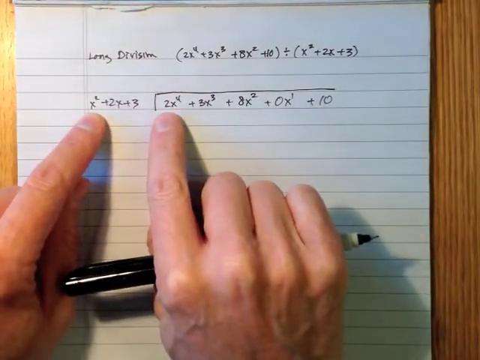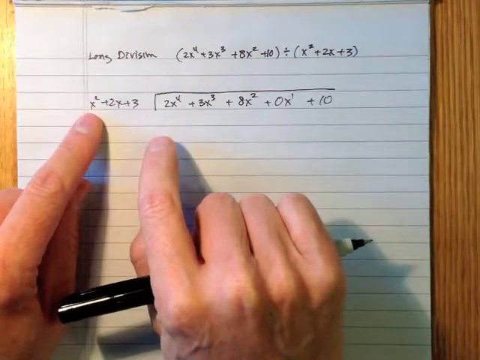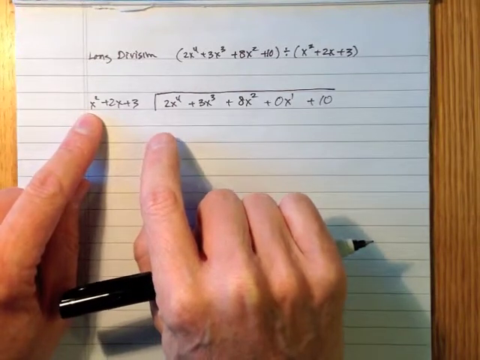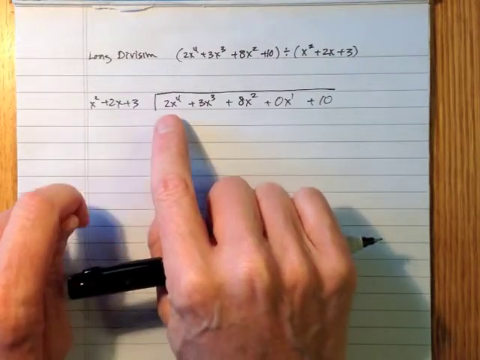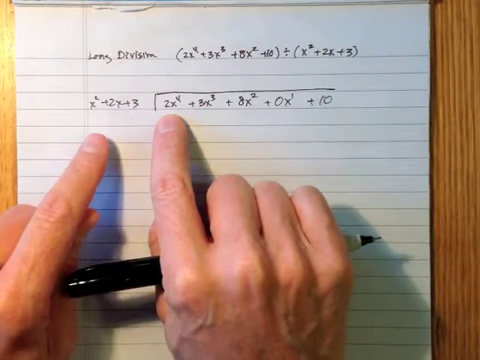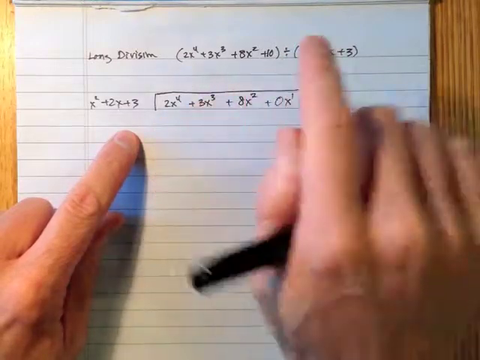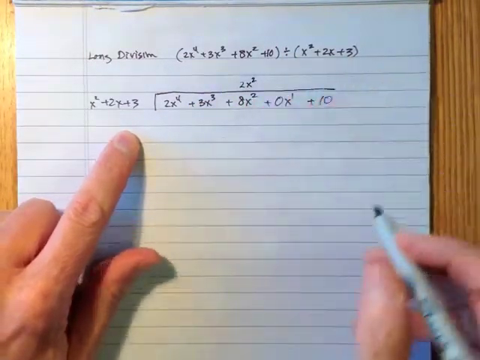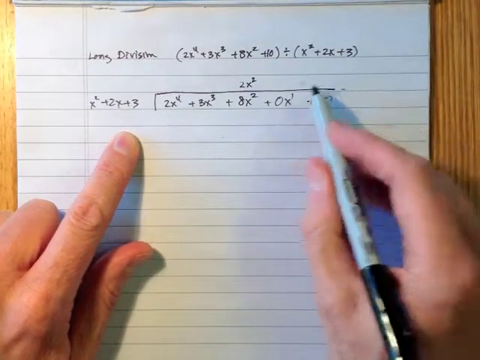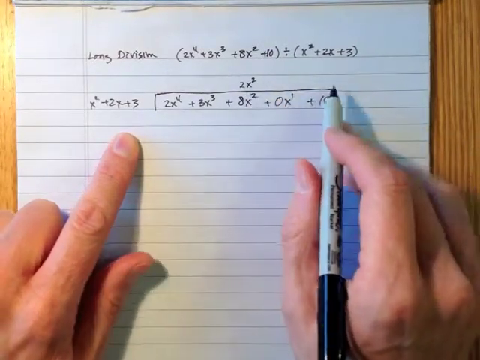I ask myself, what do I have to multiply this highest power and its coefficient by, this leading term here, in order to get that leading term? What do I have to multiply x squared by in order to get 2x to the fourth? Well, the answer is 2x squared. So it goes up here in the x squared column. It becomes part of my quotient. That's the polynomial that will appear on the top when we're done.